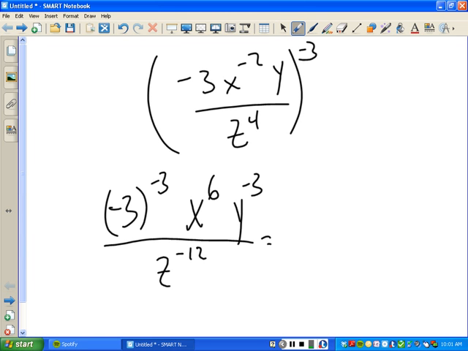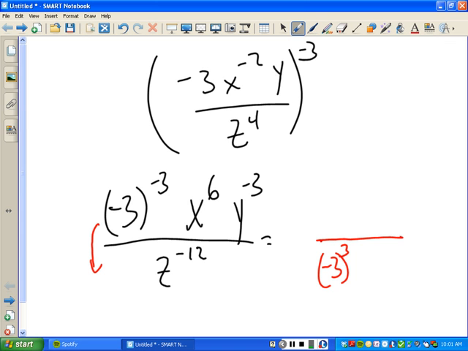You can't have any negative exponents, right? So anything on top has to move to the bottom, and anything on bottom would have to move to the top. Now, that's only if they're negative, right? So as we look at this, -3 to the -3 needs to go to the bottom. That's going to be -3 to the third power. We'll deal with that in a second.